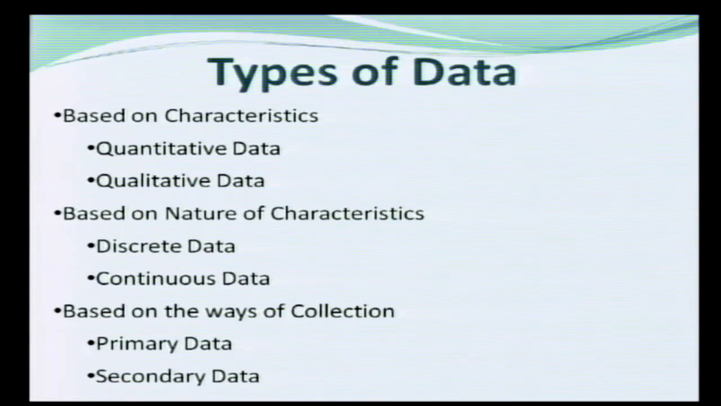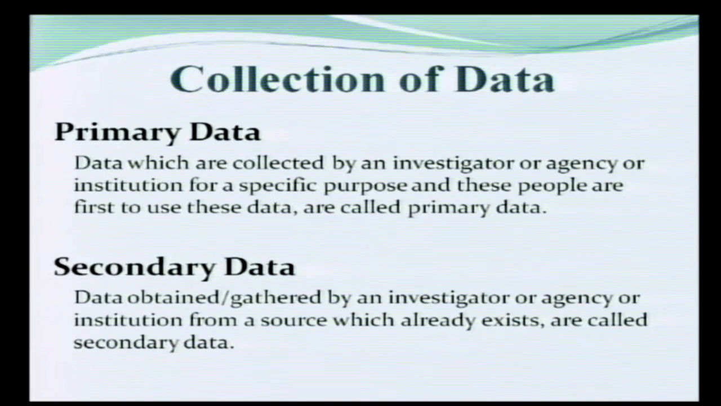Now, based on the base of collection, we have two types of data, primary data and secondary data. Primary data are the data collected by an investigator, agency or institution for a specific purpose, and these people are the first to use the data. For example, a student doing research takes observations in a laboratory through particular experiments, and uses those observations or data for his own use.